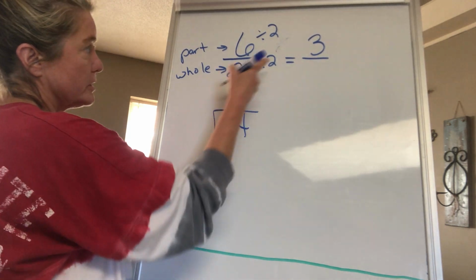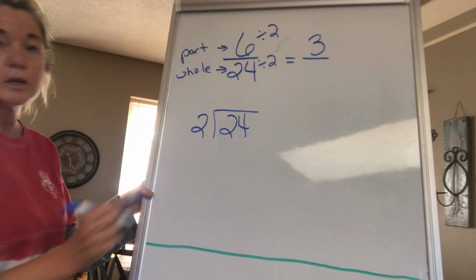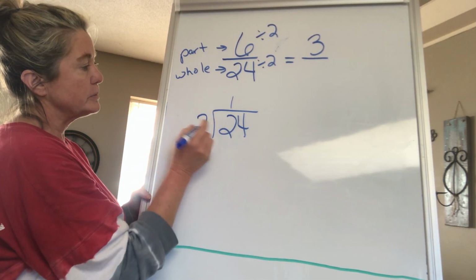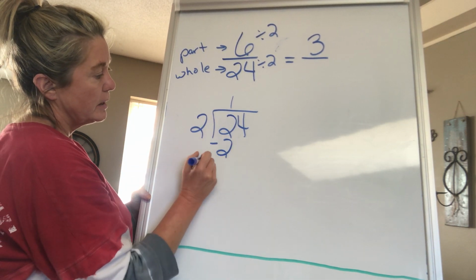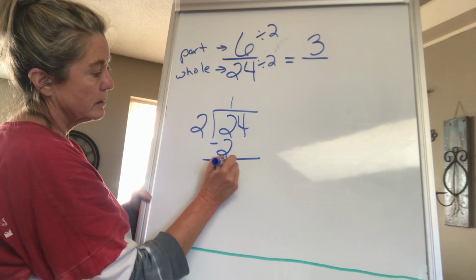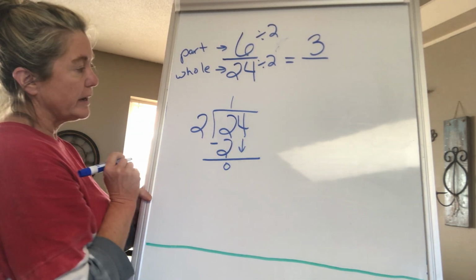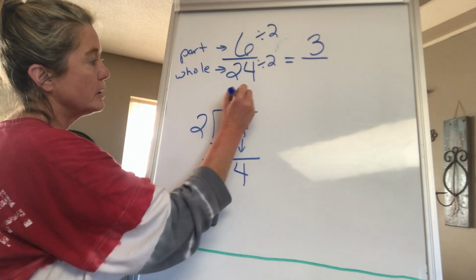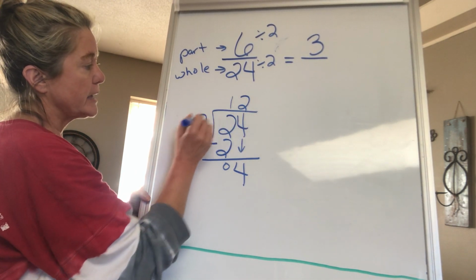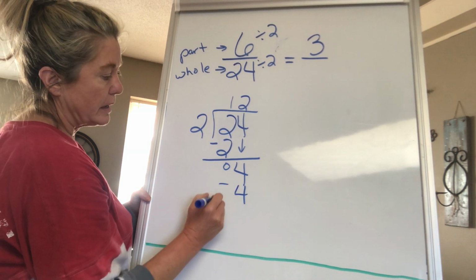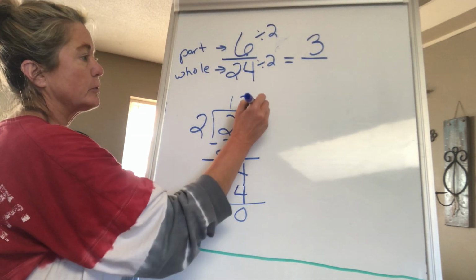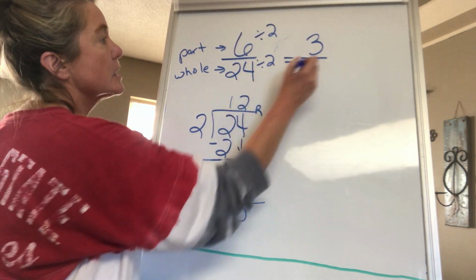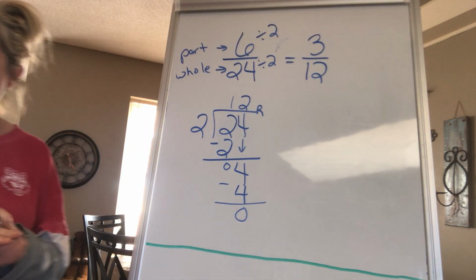Okay, 24 divided by 2. 2 will go into 2 one time. 1 times 2 is 2. I subtract. And I have this 4 that I have to bring down. 2 goes into 4 2 times. 2 times 2 is 4. I subtract, and I get 0 remainder. So 24 divided by 2 is 12.